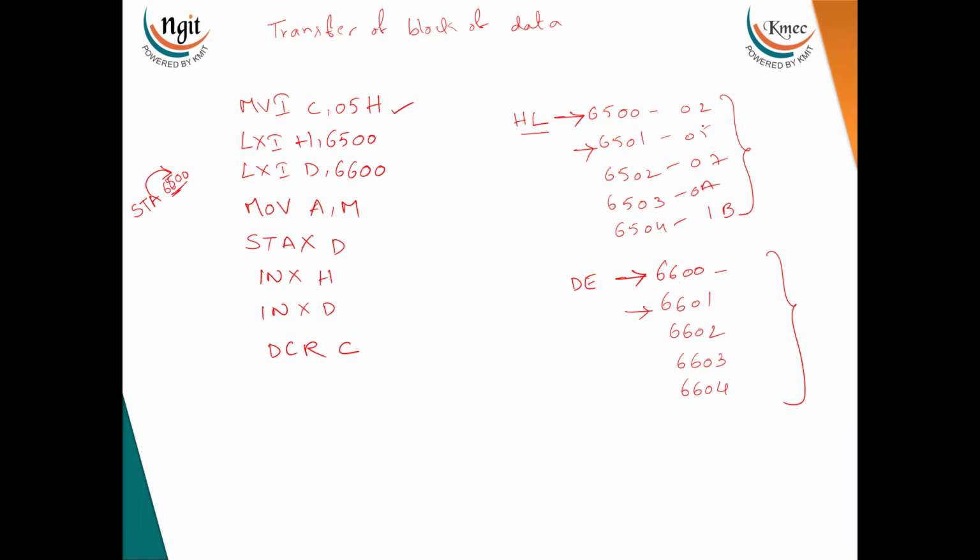Now we have to check. All 5 values should be moved into these 5 locations, but only one value is moved. So we have to repeat this operation. For that we need to check whether the count value is 0 or not. Till it gets 0, this process should repeat. Where is it supposed to jump? It is supposed to jump to here, the loop.